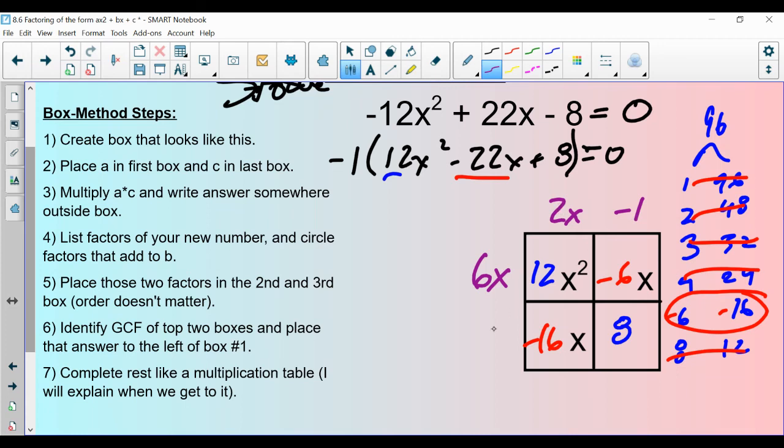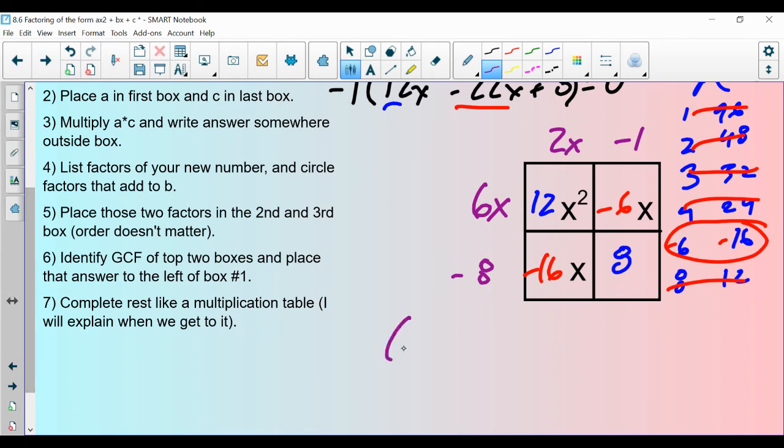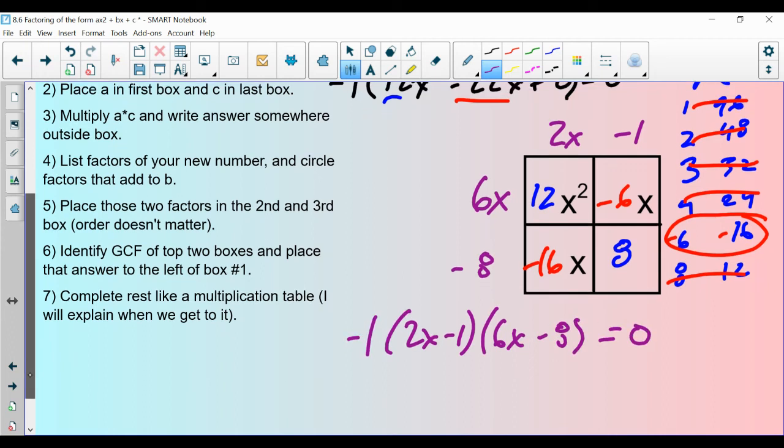And 2x times what is negative 16? That would be negative 8. Is negative 1 times negative 8, 8? It absolutely is. So my factors are going to be 2x minus 1 and 6x minus 8. Remember, it had that negative sign or the negative 1. You can write it as either one.